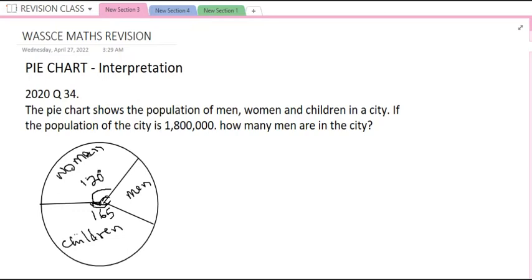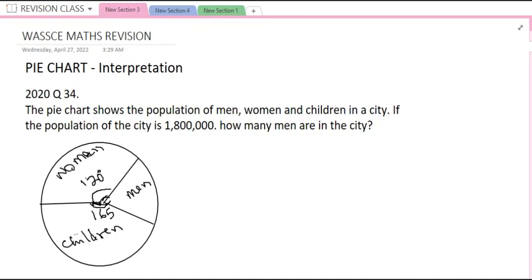Now, if you're given a pie chart and you want to interpret it, like the question that was asked in WAEC 2020 question 34, let's look at the question. The question says, the pie chart shows the population of men, women, and children in a city. If the population of the city is 1,800,000, how many men are in the city? So how do we interpret or solve this question?